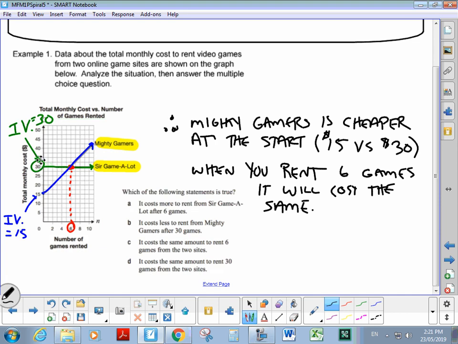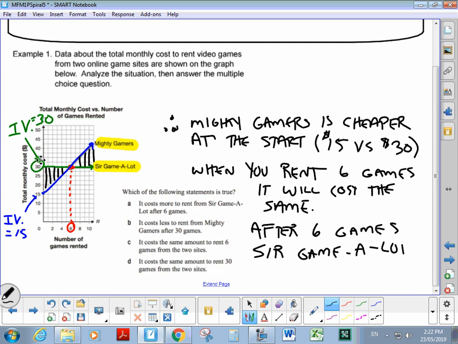Now what happens afterwards? If you look before, the blue line was below. So all this time, Mighty Gamers was cheaper. At 6 games, it costs the same. But what happens after? The blue line goes above, so now it's more expensive to rent from Mighty Gamers. So after 6 games, Sir Game a Lot is cheaper.